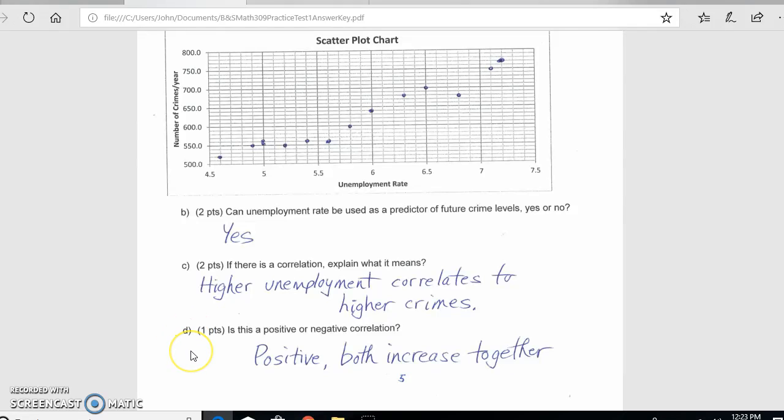Letter D, is this a positive or negative correlation? And the answer is it is positive, which means both increase together. In other words, as I move from left to right, the unemployment rate increases, and the number of crimes increases as well. So the slope of the curve is upward. Both increase together. So that is problem number 4.